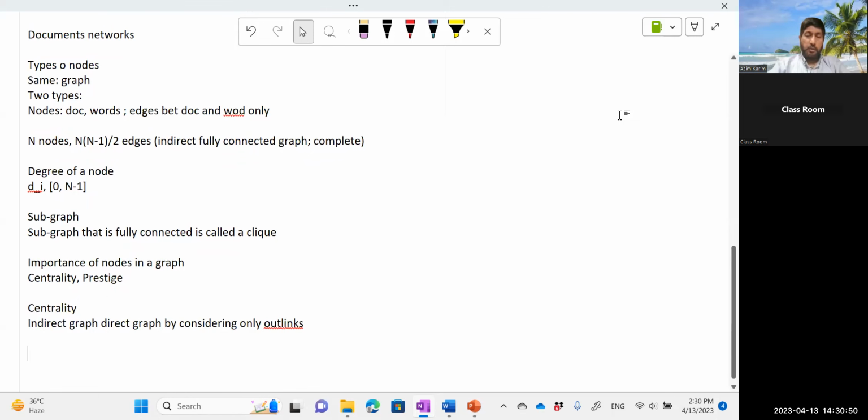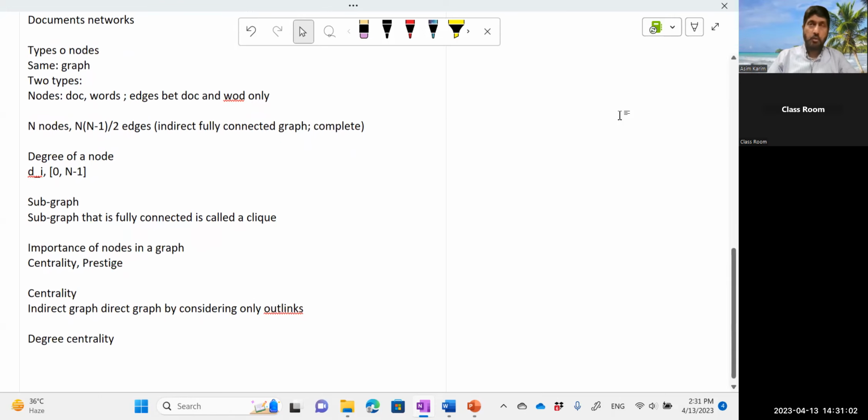The first notion is degree centrality, the simplest way of quantifying centrality. The degree centrality, let's say C_D, of a node i is simply d_i. Of course, if you want to normalize this, you normalize it with the maximum possible degree of a node, which is n minus 1, right?